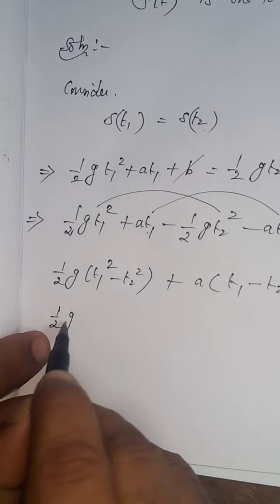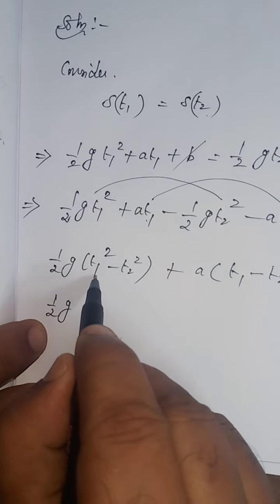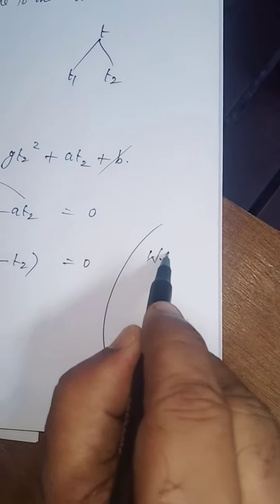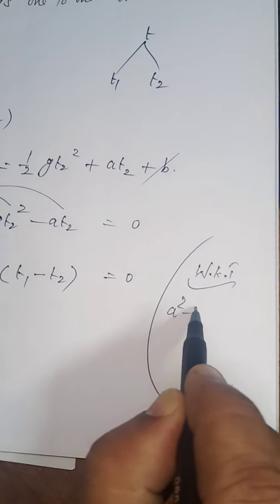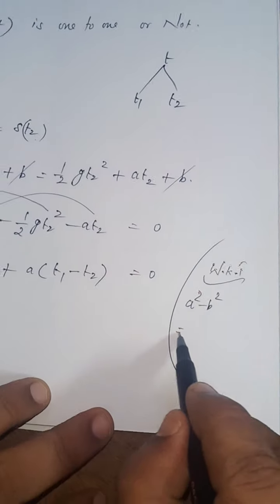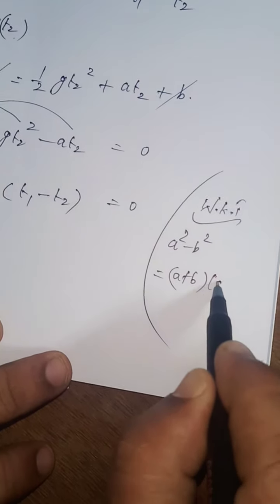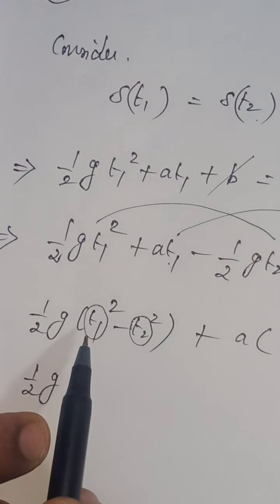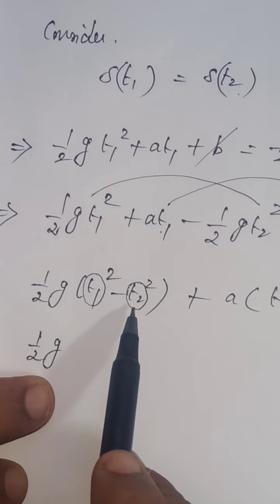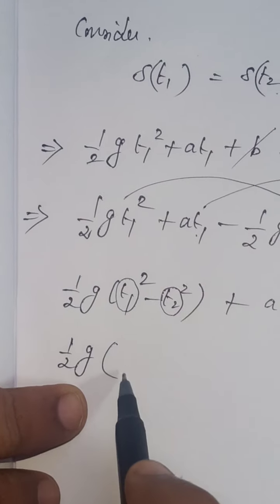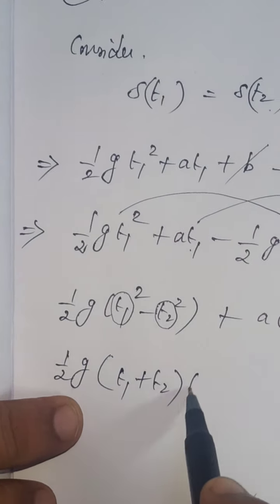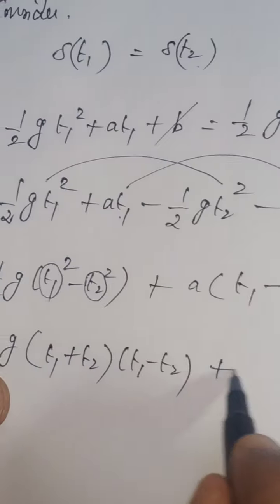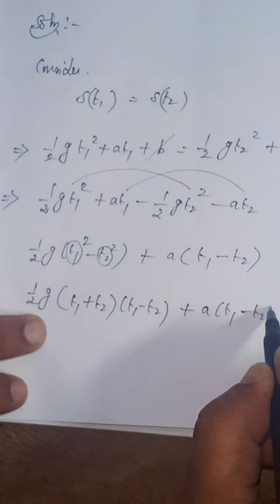So half g right as it is. So what form it is? This is of the form a squared minus b squared. You know the algebraic identity. We know that a squared minus b squared, that is equal to a plus b into a minus b. I am going to apply this identity over here. So instead of a, what is here? t1. Instead of b, you have t2. So this can be written as t1 plus t2 into t1 minus t2 according to this identity, plus a into t1 minus t2, that is equal to 0.